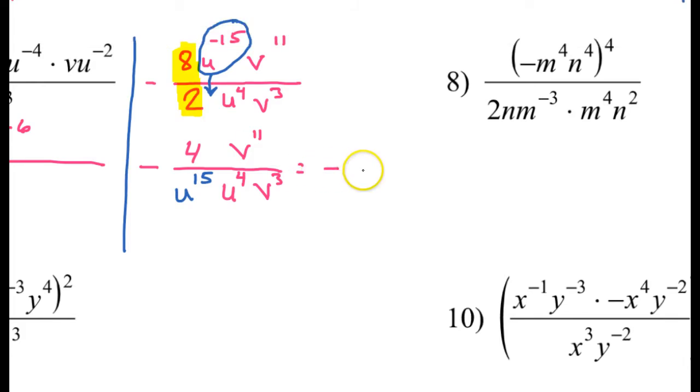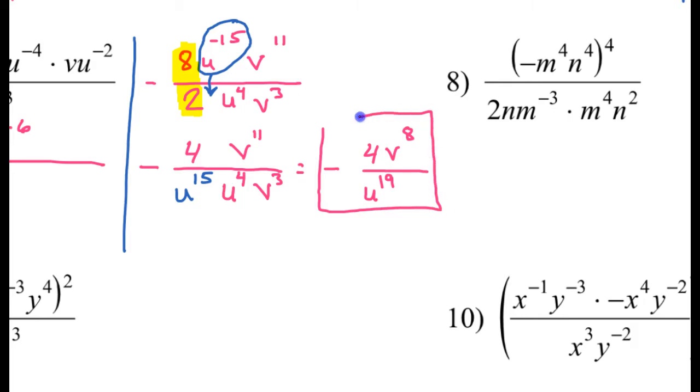So that negative sign is not going anywhere. So I have my 4. Okay. In the denominator, I've got u to the 19th power. Now the v's, these v's will cancel each other out, leaving 8 v's in the numerator. So this is going to be the final answer for number 7.